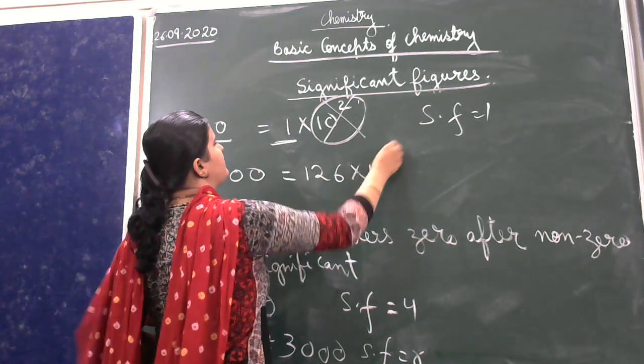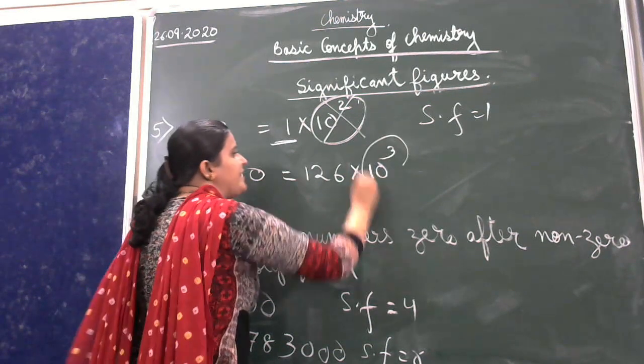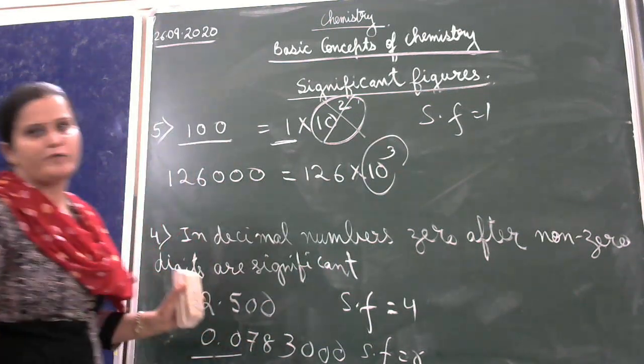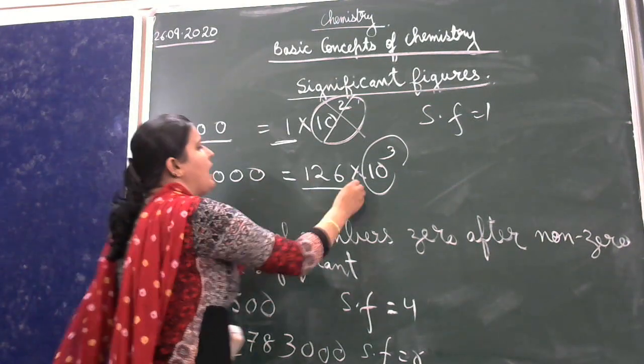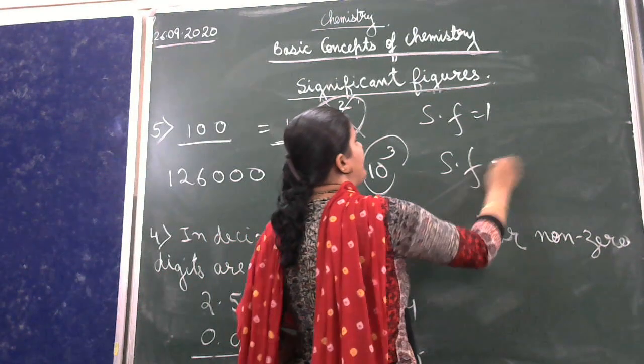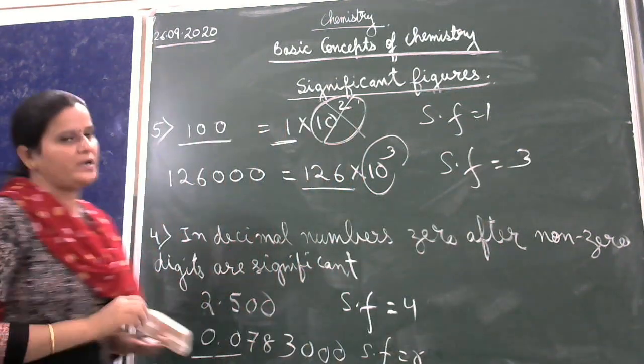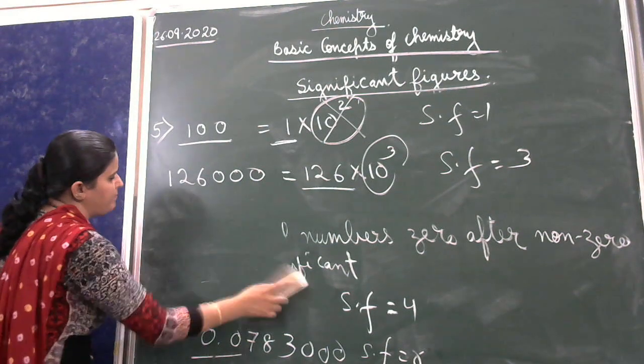Similarly, if this type of number is given, it can be written as 126 into 10 to the power 3. So this 10 to the power 3 is not counted for significant figures. So how many significant figures do I get? The answer is 3. Clear? Then the sixth example.